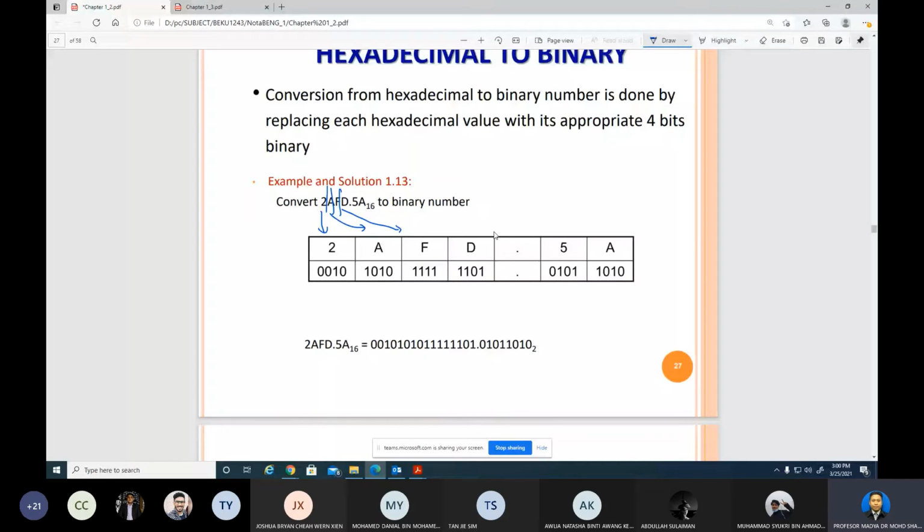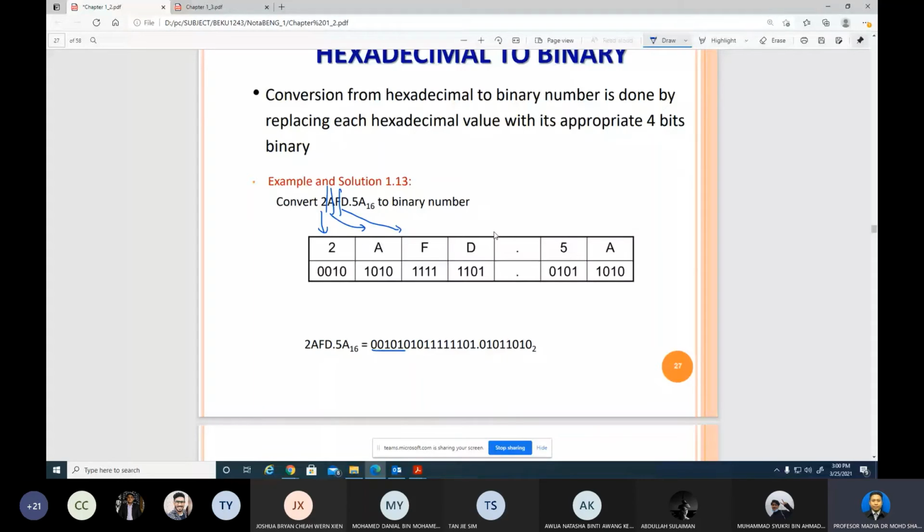For example, this is 2. Okay, this is some mistake. So 2. Okay, yes. This one, A, F, and D. And then this is a 5, and then this is the A. Right, so this is the answer. The answer you can see, we have a lot of mistakes here. So please double check your answer.